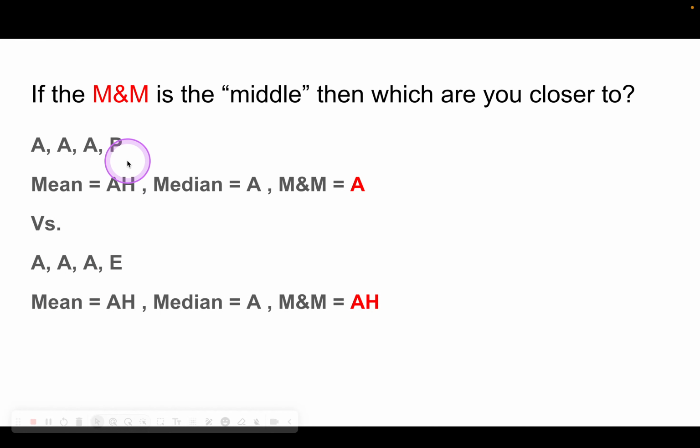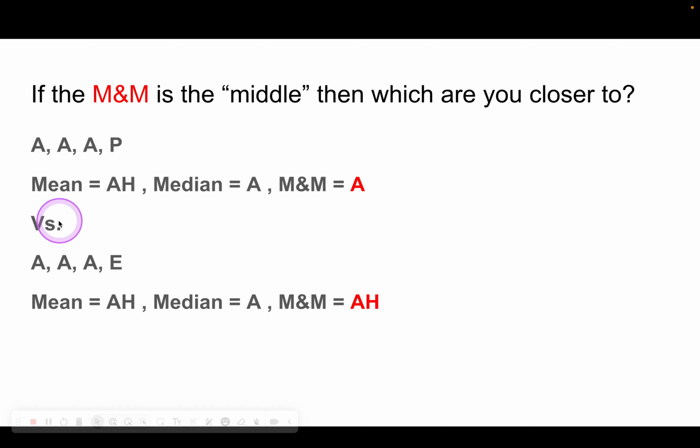But teachers are trying to really lock in and say, okay, what does this mean versus what does this mean? But the M&M will help. This will give us a good idea of where you're at to start. This person and this person are slightly different, but you can see here that they both have a mean and a median that are the same. So the mean is AH and the median is A for both of them.